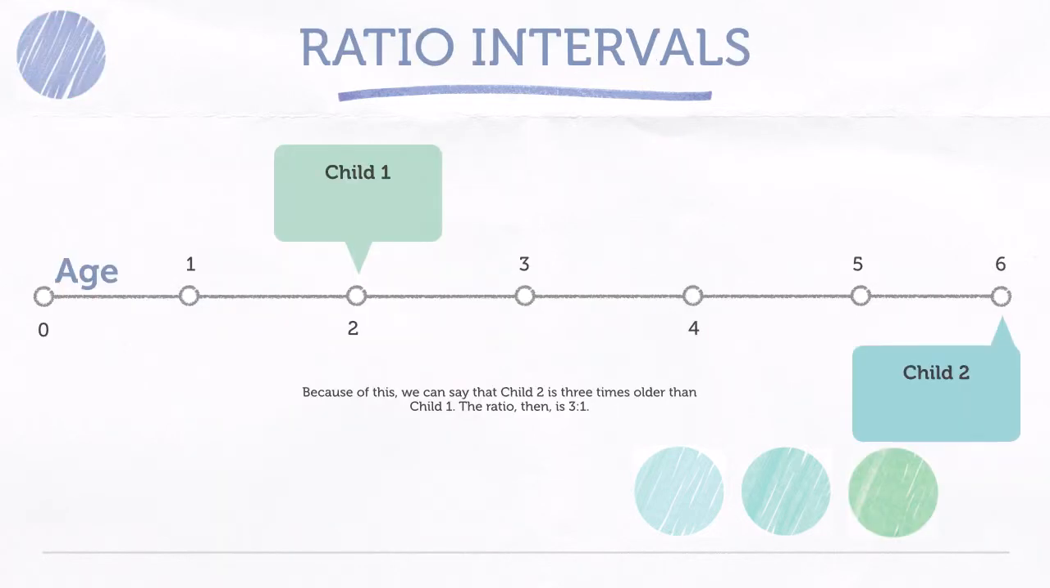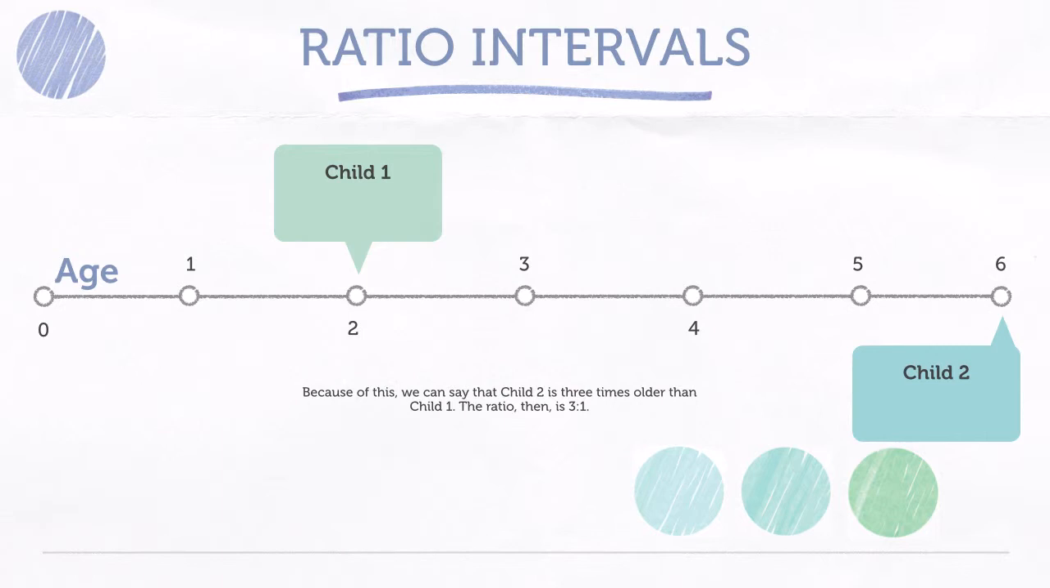So let's move on. Let's move on to ratio intervals. So we had just talked about intervals that had an arbitrary 0. Ratio intervals have an absolute 0. So I have a timeline here, and there are, if we look at ages, age starts at 0, right? And then ends at 6, and we have child 1 and child 2.